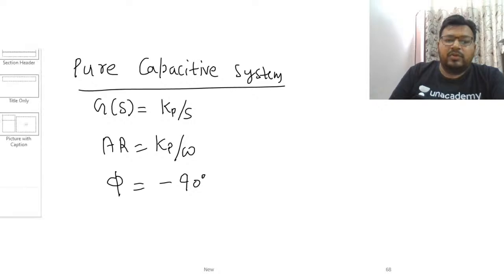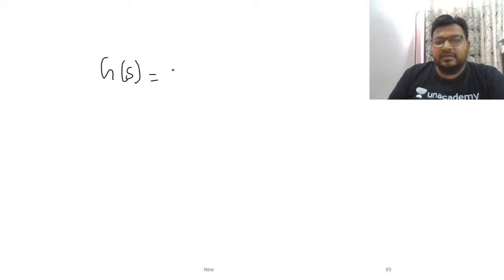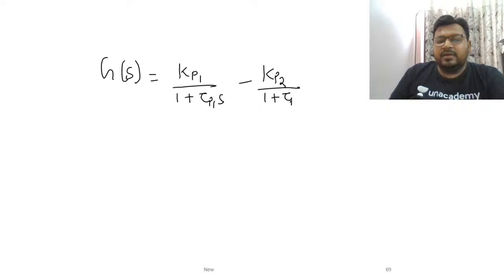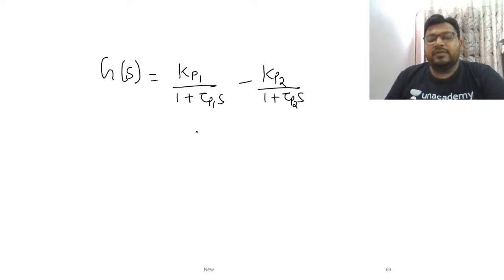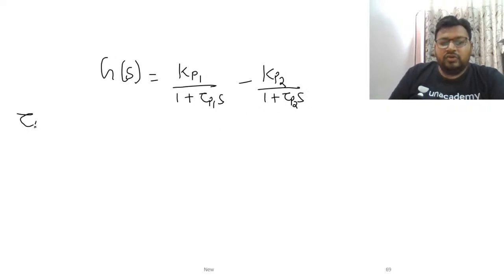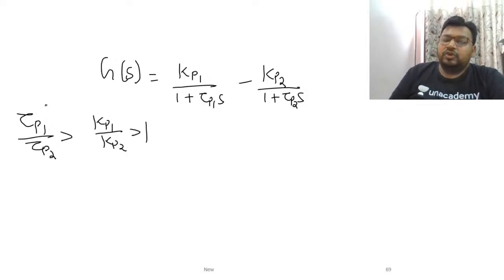Now inverse response. So guys, what should you know about the inverse response? For the inverse response, the transfer function is given as Kp1 divided by (1 plus tau P1 s) minus Kp2 divided by (1 plus tau P2 s), when two first order systems are in series. So you should know that tau P1 by tau P2 must be greater than Kp1 by Kp2, which must be greater than 1. This is the point that you should know when first order is in series with first order.